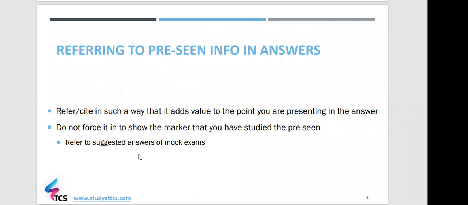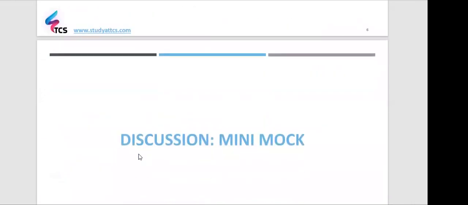If you feel that a certain point which you're going to make is not adding value to the answer, please do not include that in the answer. It's better not to bring in information unnecessarily and end up losing marks. So that's what you need to remember.